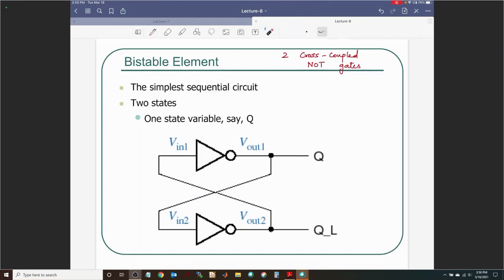The output of the first NOT gate is connected to the input of the second one. The output of the second one is connected to the input of the first one. We are using Q over here and Q underscore L over here to indicate that output of this bistable element is available in true form as well as the complemented form. So let me highlight that and talk about these two, Q and Q complement. So this is your true form of output, and this is complemented form of output.